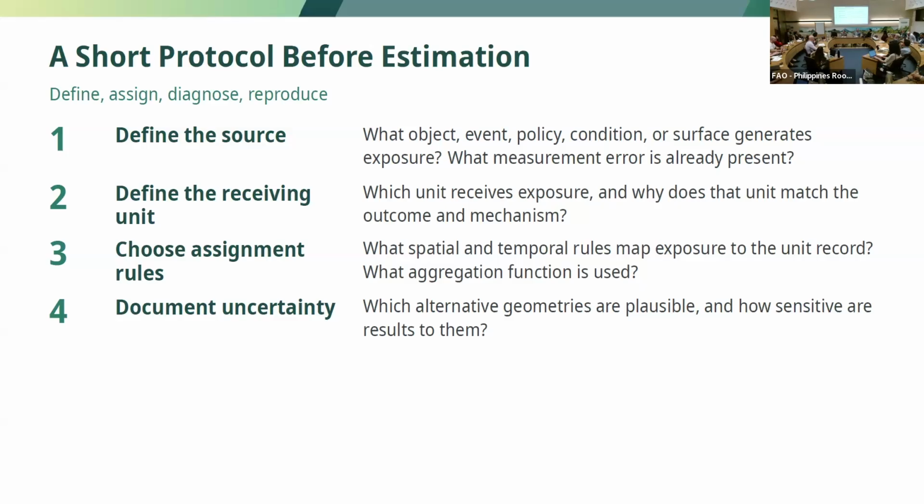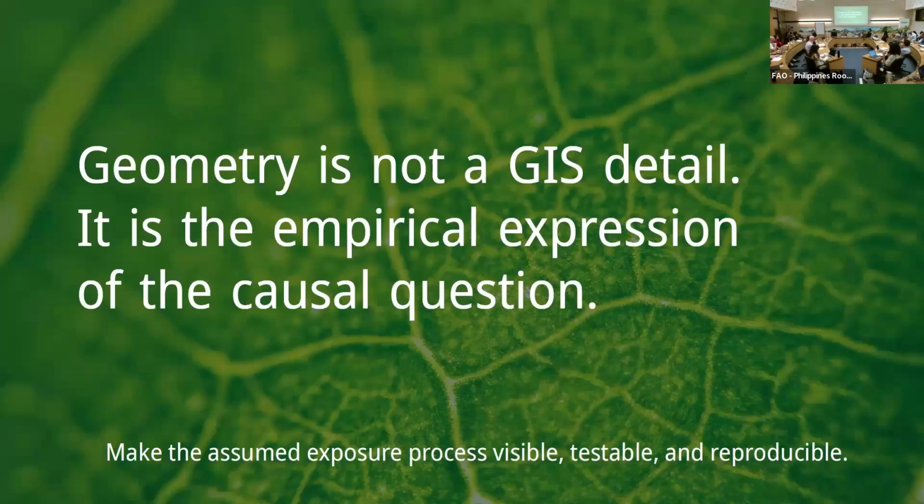What's the rule of assignment? How do you decide who is treated, what unit is treated, and who isn't? And then documenting the uncertainty around your treatment geometry. How confident can we be in our results? And if we make seemingly innocuous changes, does that affect our outcomes? If you want to see how seemingly innocuous changes affect outcomes, come and hear me talk tomorrow afternoon, and we'll show you how choices about weather data products completely change what the estimated treatment effects are.